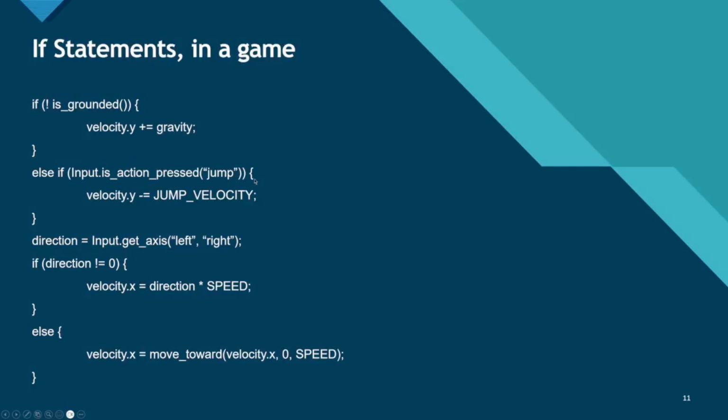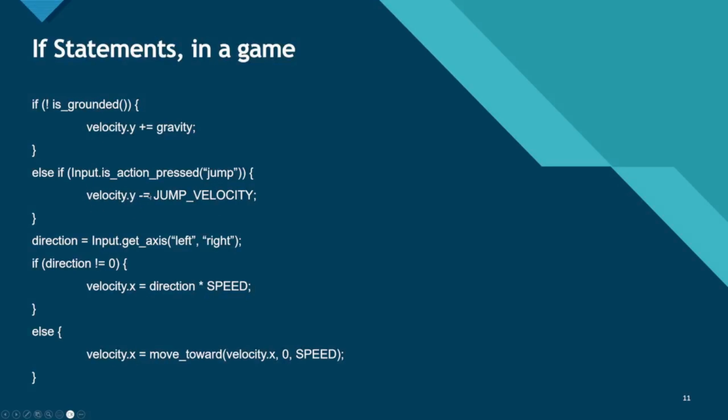Did we get some jump action? So input is action pressed jump, which just basically is saying, did the player press the jump button? Well, in that case, rather than adding gravity, we're going to subtract a jump velocity from their velocity, which means they're going to get an impulse of immediate velocity upwards, which means that's how you jump.